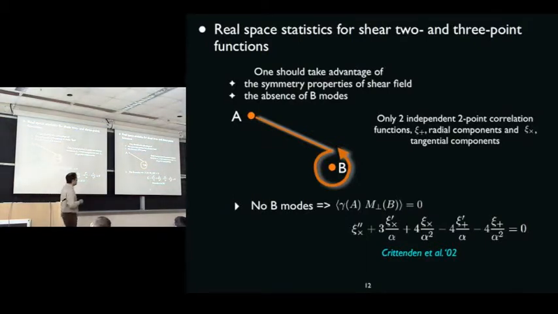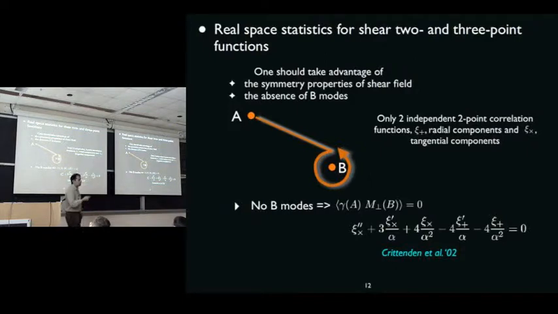To say it in other words, if you have two points, you can define two types of correlation function in the shear field. One relates the two components of the shear along this axis, the psi plus, and the other relates the two other components related to the other axis, the psi cross.